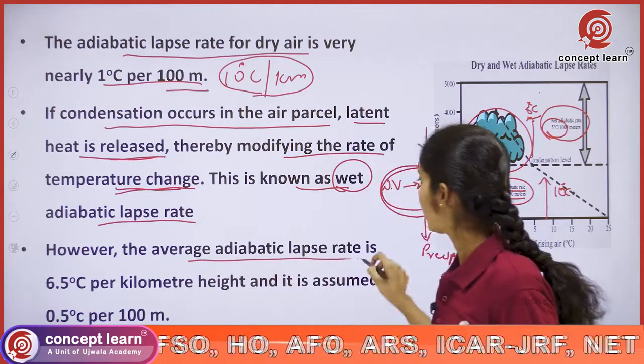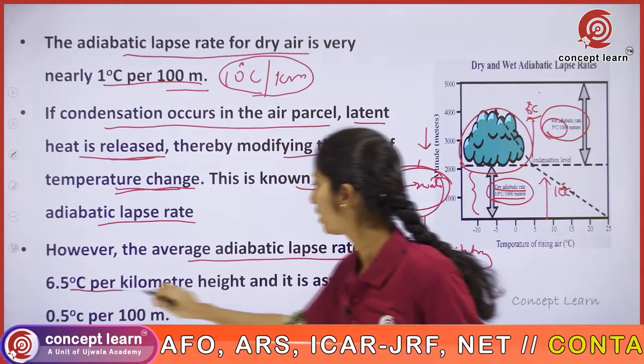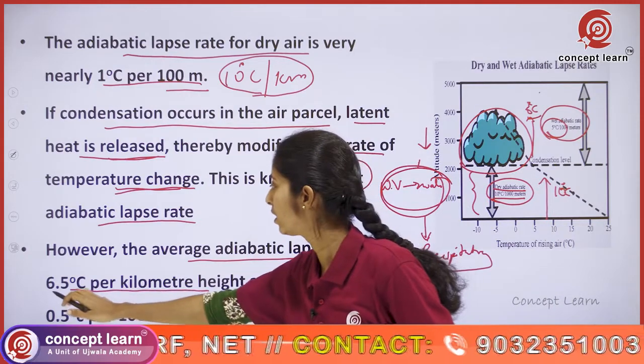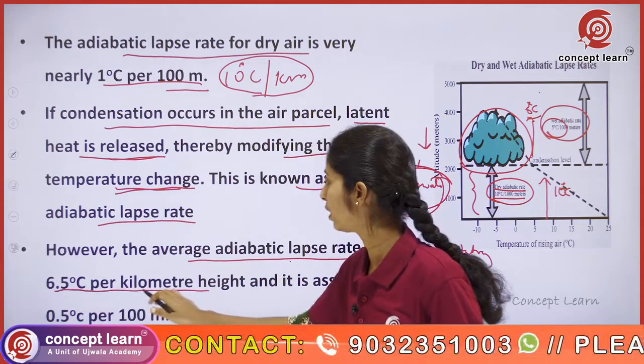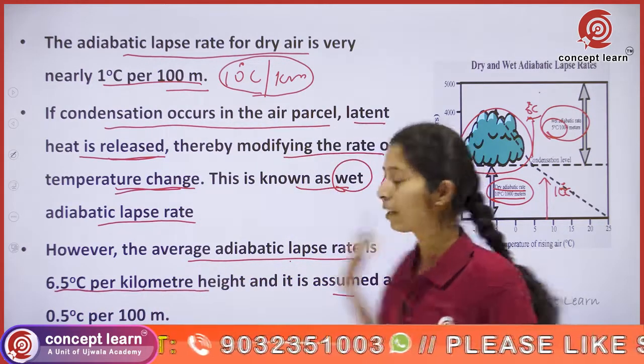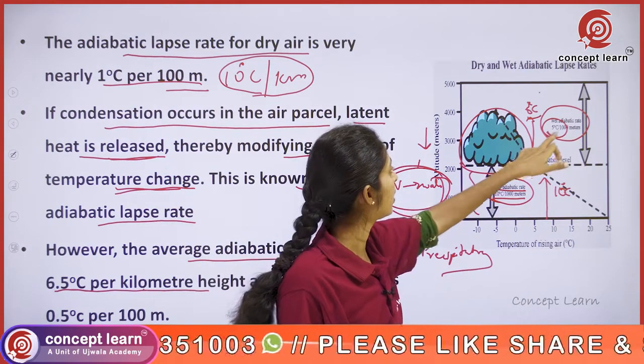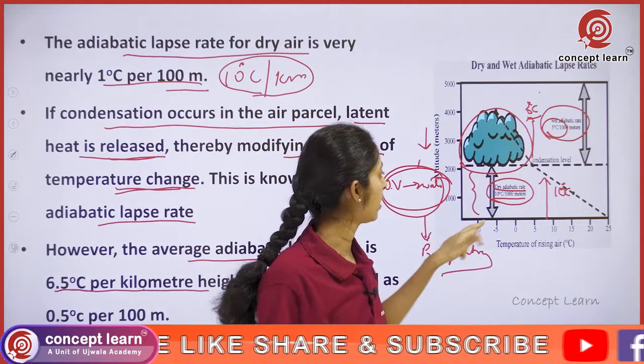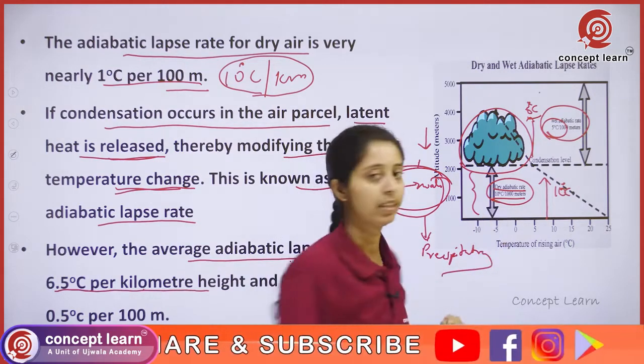The average adiabatic lapse rate is about 6.5 degrees Celsius per kilometer height. Normal process, it decreases at 6.5 degrees Celsius per kilometer. But in wet adiabatic lapse rate, you can see the decrease in temperature is about 5 degrees Celsius per kilometer. Dry adiabatic lapse rate is about 10 degrees Celsius per kilometer.